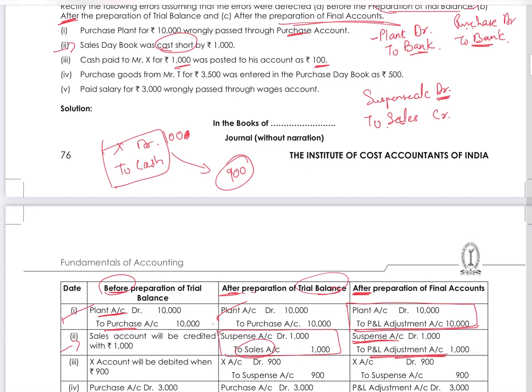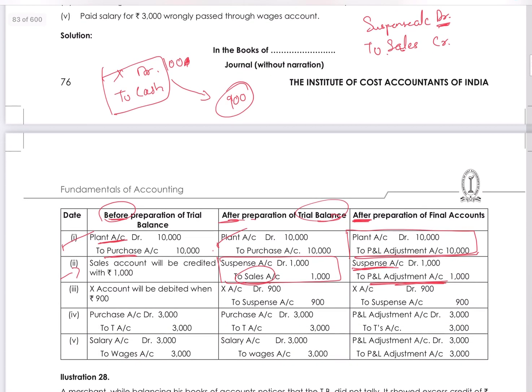Now what happens? Remember, cash would have gone 1000 rupees out to X, because if we had paid him less, he would have immediately come to us. So actually our cash ledger would have reduced by 1000, but we passed the entry as 100 rupees. So we have to debit an extra 900 to X, which we do before preparation. But after preparation, we will write X account debit 900 to suspense account 900.